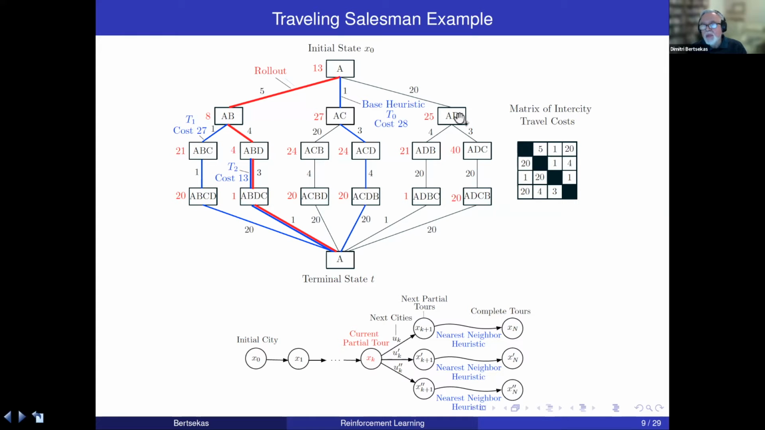Let's look also at the third possibility. We go here and then run the nearest neighbor heuristic, which is very costly. So we reject this branch. And the rollout algorithm at X0, at the initial state, goes over here.